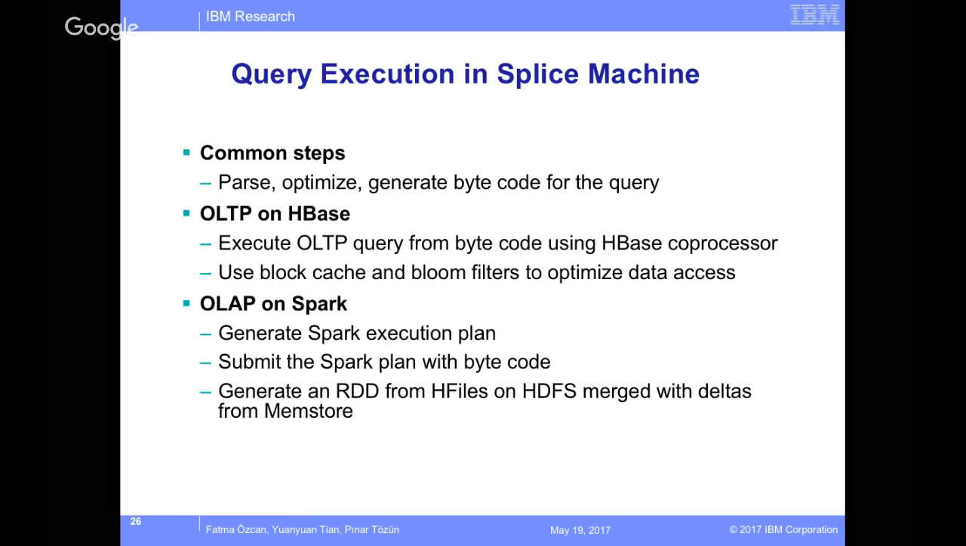And for OLAP, you generate the Spark execution plan, submit the plan with bytecode, and Spark directly accesses the HFiles on HDFS. But that doesn't give you the latest data by itself, so it also merges the deltas from the MemStore to give you the RDDs back. So in that sense, it does give you the latest data. Does that make sense? Okay.